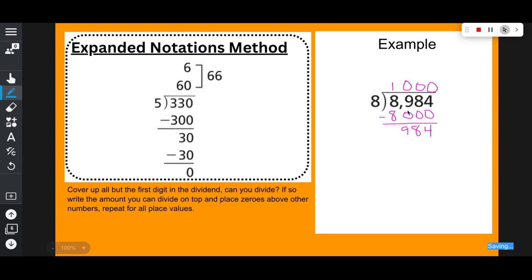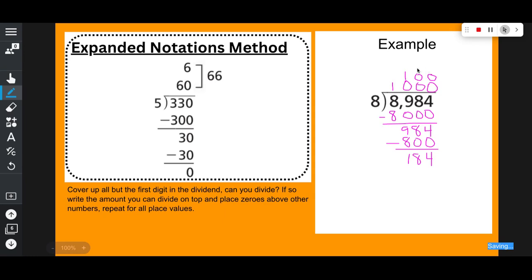I now am in the hundreds digit. So I look at just that 9. Can the 8 go into the 9? Yes, it goes in one time. So I'm going to put that 1 above that 9's column and fill in zeros above the other ones. 100 times 8 is 800. I subtract that out. I get 184.